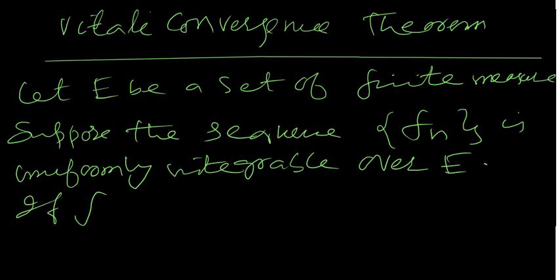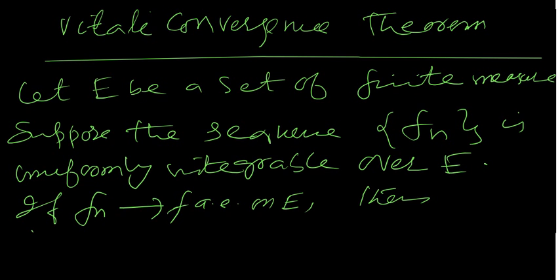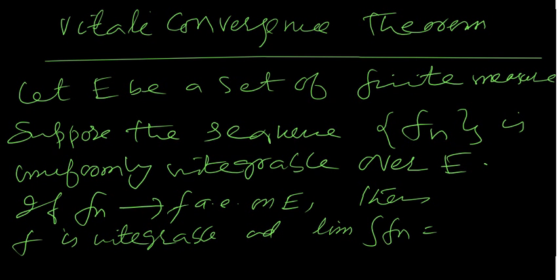Now if Fn converges to F almost everywhere on E, then F is integrable, and we can pass the limit through integration. Then F is integrable, and the limit of the integral of Fn is equal to the integral of the limit of Fn. This integral is valid because Fn converges to F and F is integrable. So the limit of the integral is equal to the integral of the limit, which is equal to the integral of F, because the limit of Fn is equal to F. We will not prove this theorem here. We'll apply this theorem in our coming results.